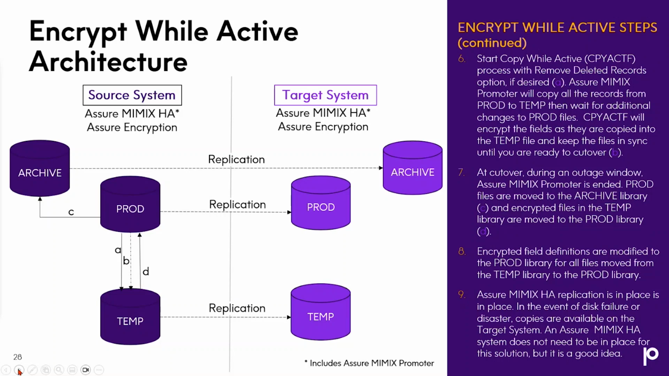And Mimics HA replication is in place. So during this process, if anything went sideways, let's say your system went down hard, you ran out of disk space, you lost a disk, anything, power went out, you've got everything over on your target system, and you can pick up where you left off. Next slide, please.